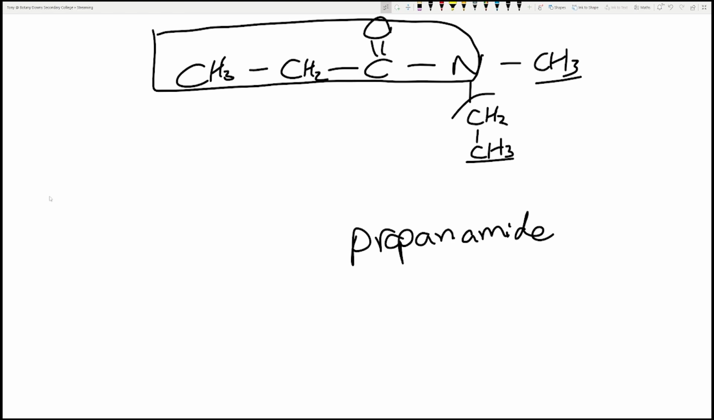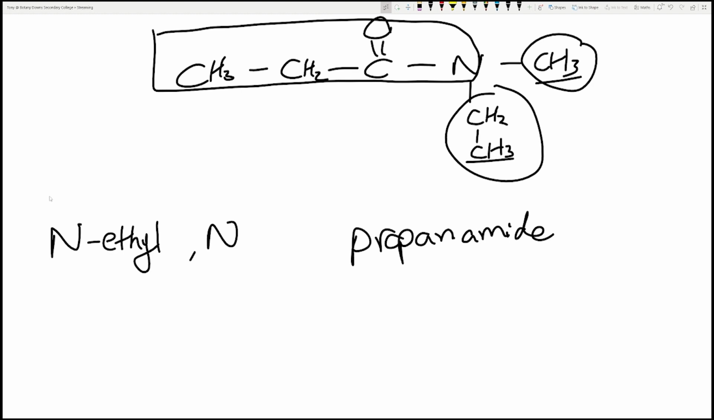Then we have an ethyl group and a methyl group. So this is called N-ethyl propanamide. The ethyl group, the CH2CH3, is bonding to the N, and the methyl group is bonding to the N as well. So it's N-ethyl-N-methylpropanamide. The naming is not confusing. The suffix is amide, then you look for the longest carbon chain with the CON as a functional group, and whatever the branches are, you can just name them afterwards.